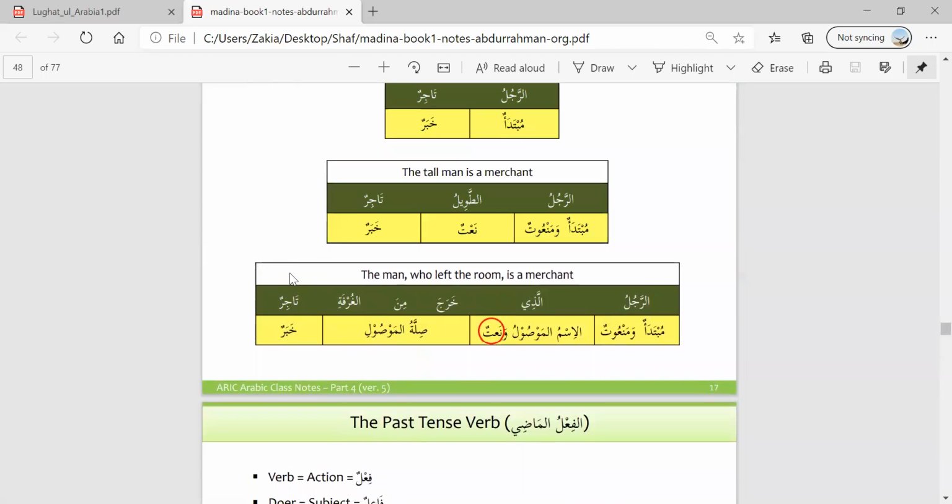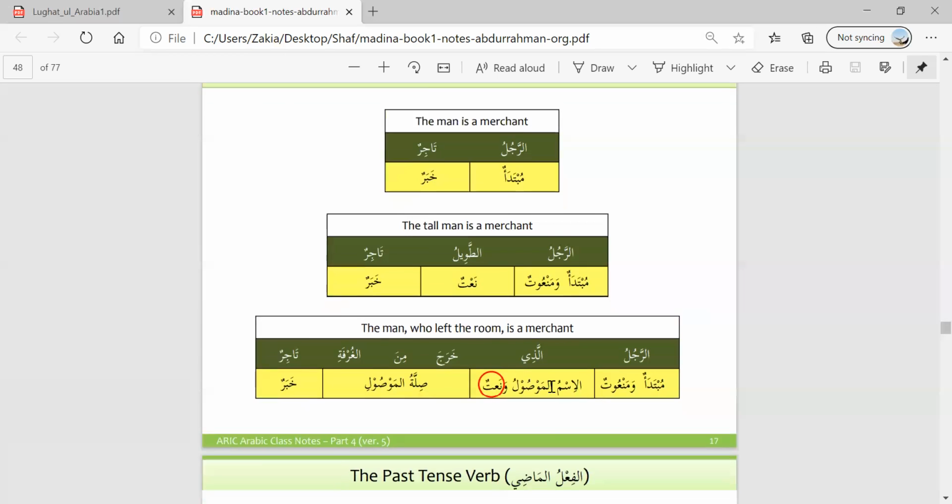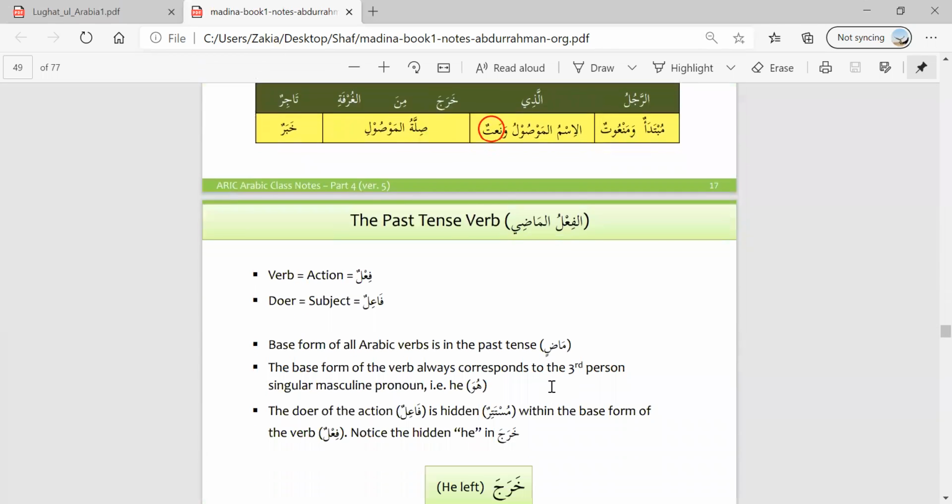This is by revision, looking at the examples, trying to take it in, trying to understand it. Make sure that you understand what is mubtada and what is khabar. If mubtada and khabar come alone, they stand alone together, this is what they look like. If they do come in a sentence, you would see the nat qualifying the first noun.